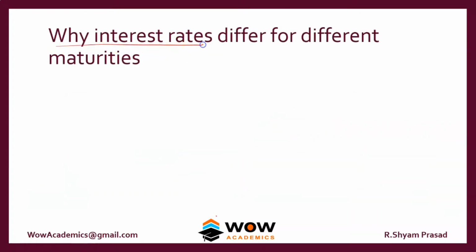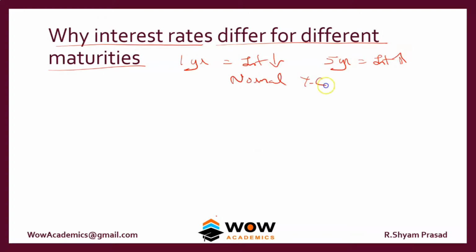Why do interest rates differ for different maturities? We just saw that for a 1-year loan the interest is lower, and if you take a 5-year loan the interest rate is higher. This is expressed through the normal yield curve. But why does this occur? To explain this phenomenon, there are different theories. The first theory is called the liquidity preference theory.